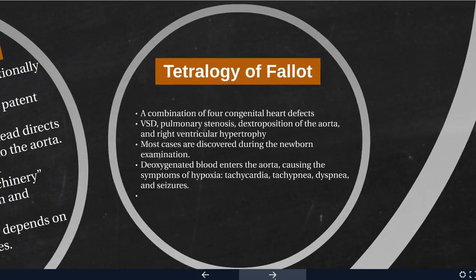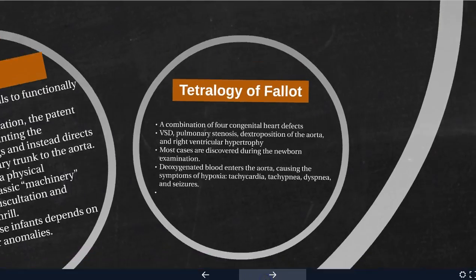Tetralogy of Fallot is a combination of 4 congenital heart defects, including VSD, pulmonary stenosis, dextroposition of the aorta, and right ventricular hypertrophy. Most cases are discovered during the newborn exam, and this is where deoxygenated blood enters the aorta, causing the symptoms of hypoxia, tachycardia, tachypnea, dyspnea, and seizures. None of those are good for a newborn. So tetralogy of Fallot is a pretty serious event and requires immediate treatment.